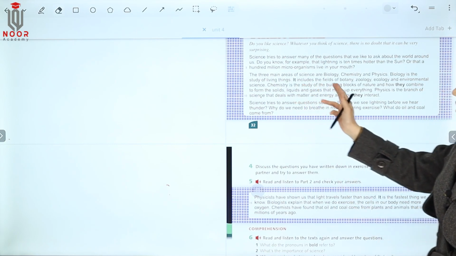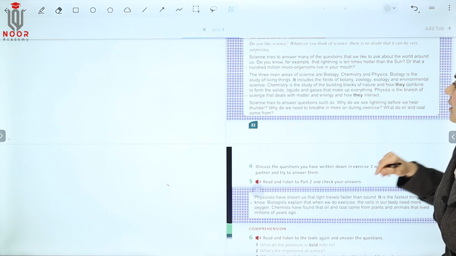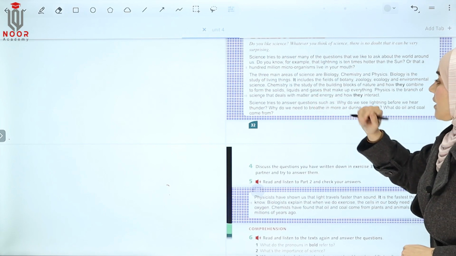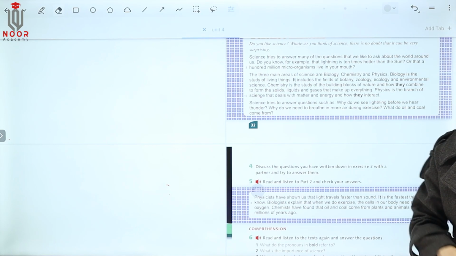Chemistry is the study of the building blocks of nature and how they combine to form the solids, liquids, and gases that make up everything. Physics is the branch of science that deals with the matter and energy and how they interact.